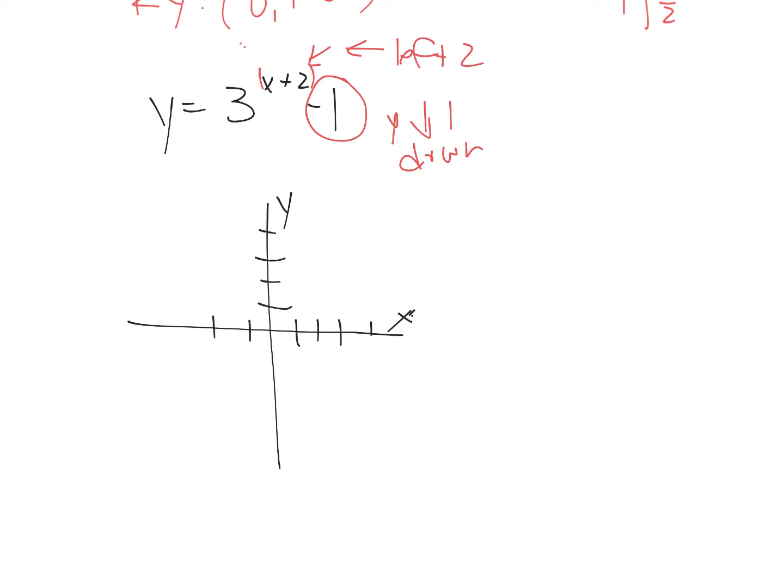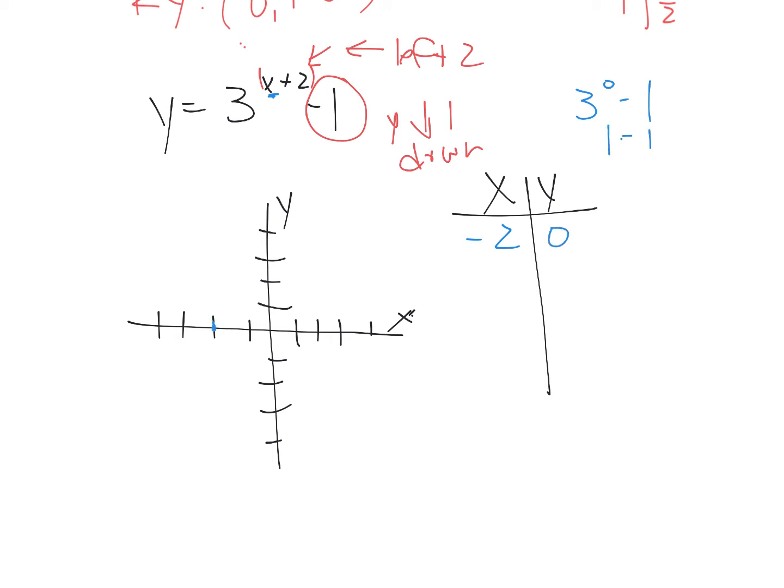and there's a couple different ways you could graph the parent function and then just move things left and right. Or I could say, okay, what x value can I put right here to make this 0? Well, I can make it -2. And if I put a -2 there, -2 plus 2 is 0. So 3 to the power of 0 minus 1. We have 1 minus 1, so that becomes 0. So -2, 0.